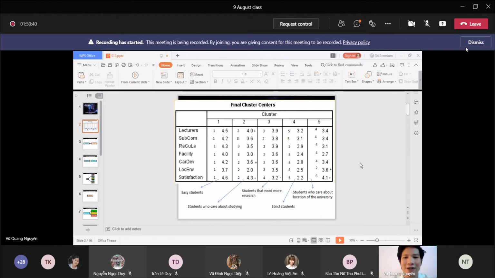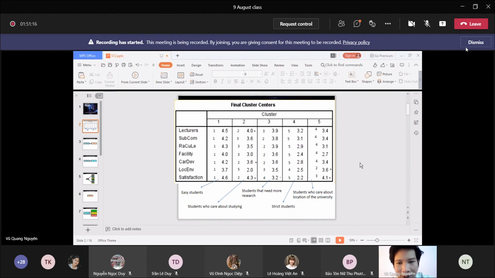Okay. So now I have the characteristics for all 5 clusters. You see, easy student: if we target them, we do not need to do anything. They will be very easy to get into our university. So how about cluster 2? If we target them, we must improve the aspects of studying, lecturers, career development, maybe subject complexity, rationality of curriculum length, and facility also. Because they care about studying, make their study better, and they will flock to us.